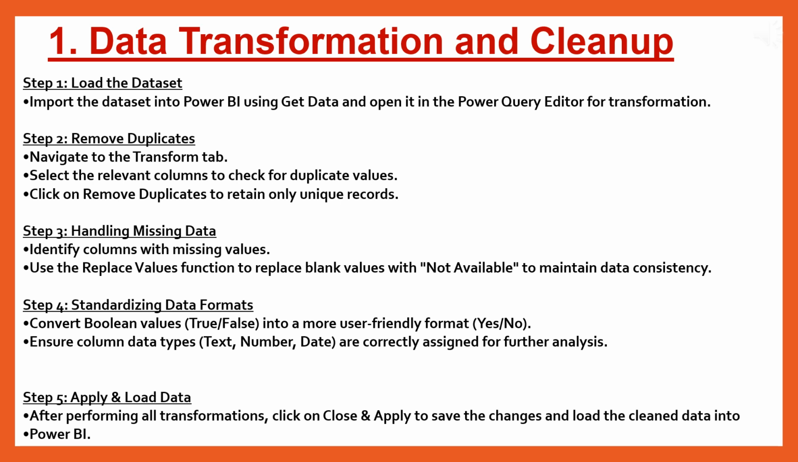Step 3. Handling missing data. To identify columns with missing values, here we will replace blank values with not available to maintain data consistency. Step 4. Standardizing data formats. Convert Boolean values such as true and false into a more user-friendly format, that is yes and no. Also ensure column data types such as text, number, date are correctly assigned for further analysis. Step 5. Apply and load data. After performing all the transformations, click on Close and Apply to save the changes and load the dataset into Power BI.